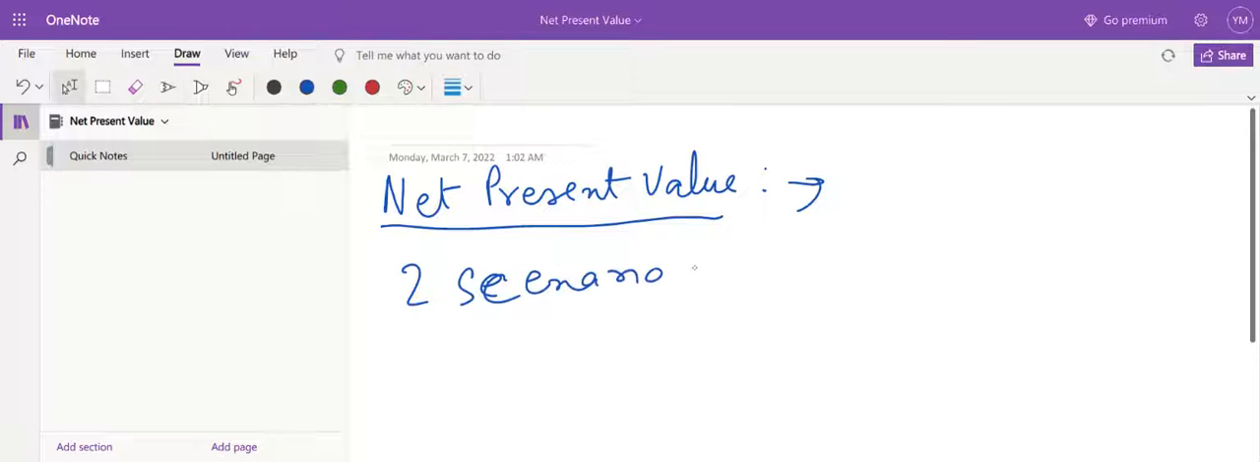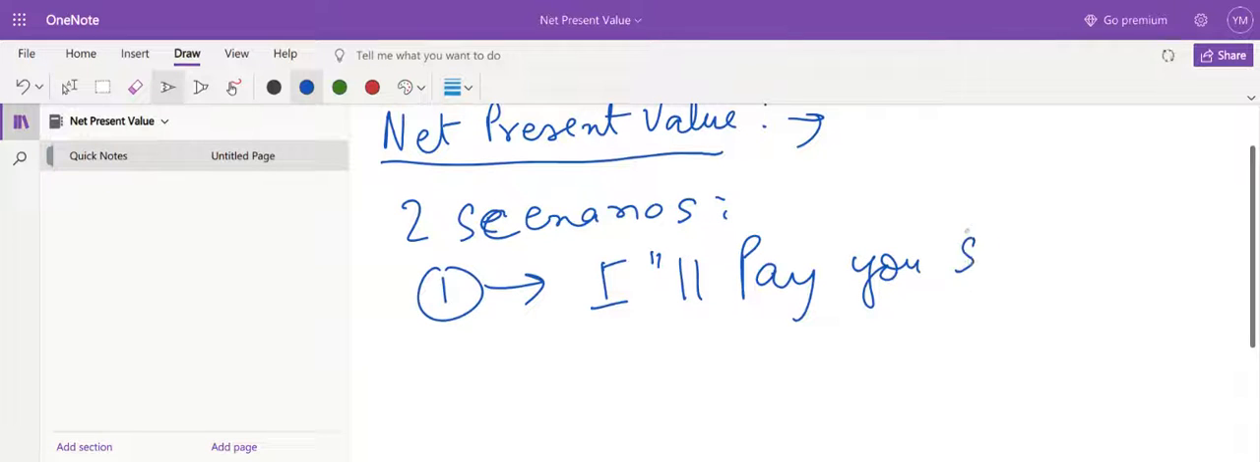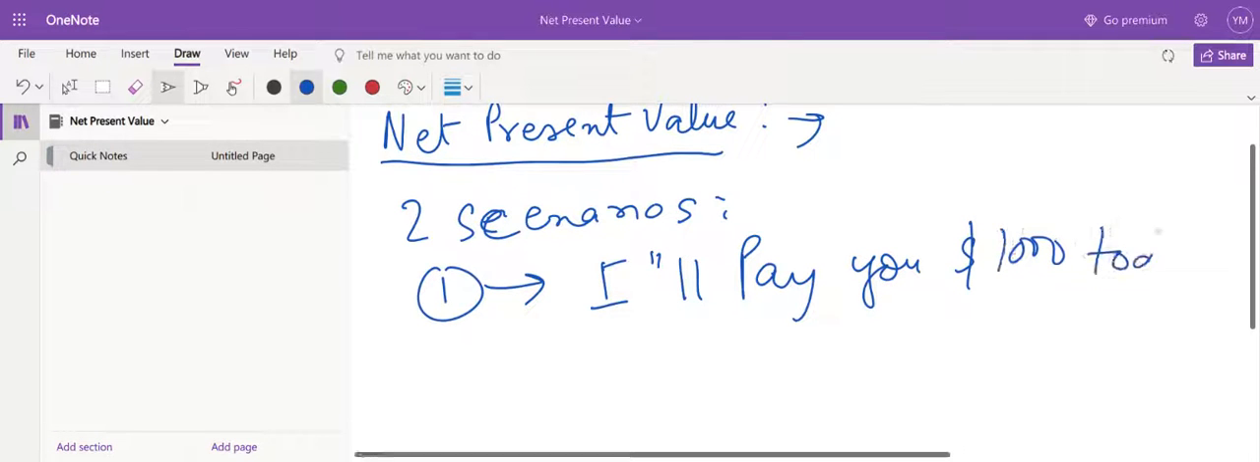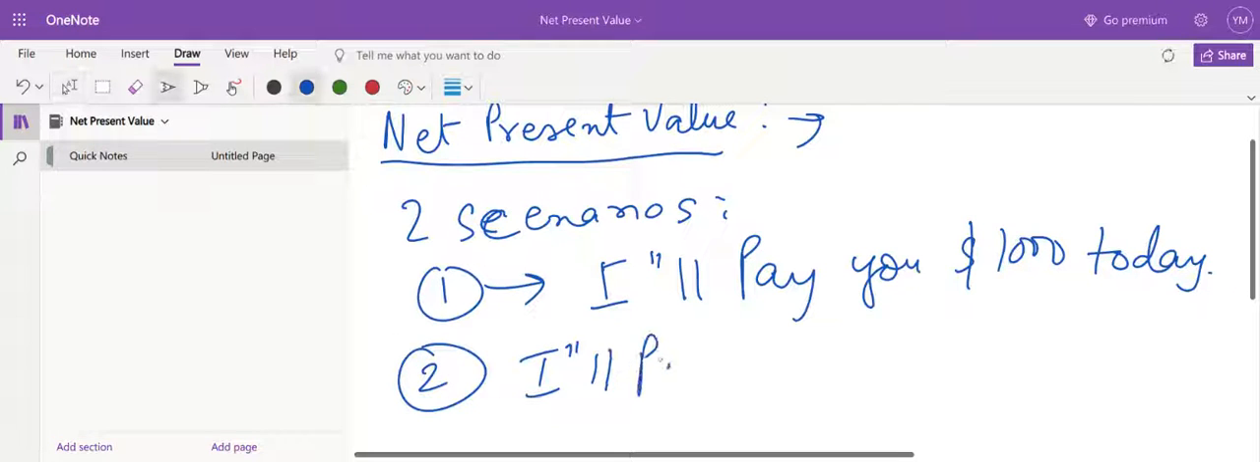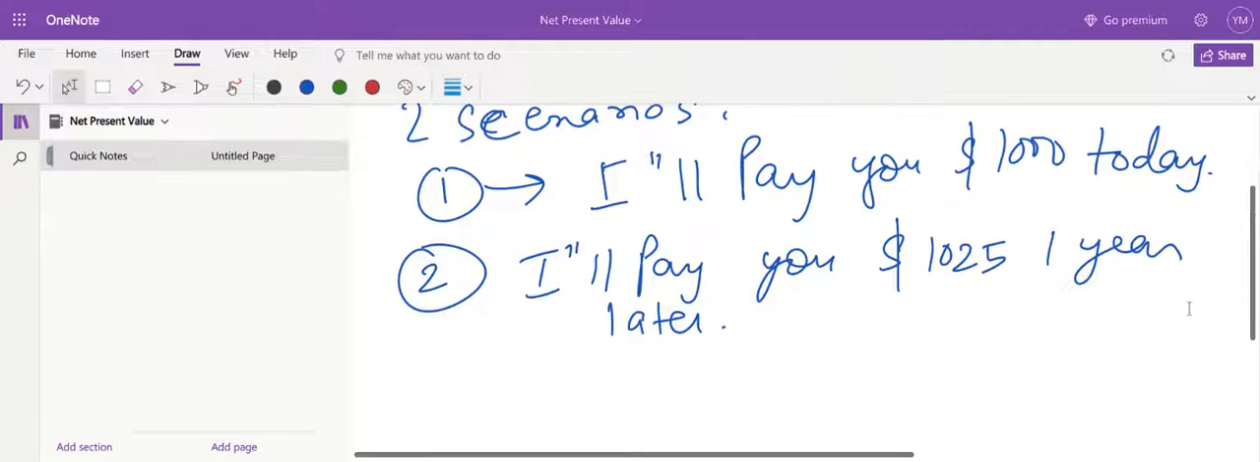Scenario number one: I'll pay you $1,000 today. The second scenario is I'll pay you $1,025 1 year later. I think these two scenarios are very clear. The first says I'll be paying you $1,000 today itself, and the second states that I'll be paying you $1,025, but 1 year later.